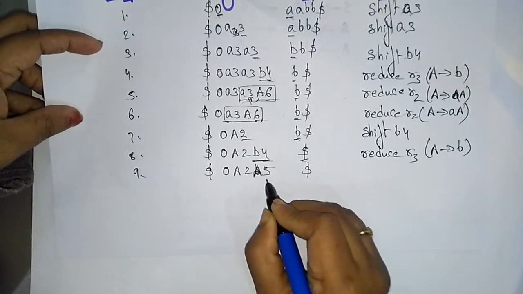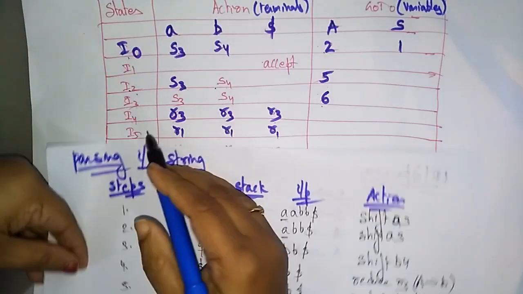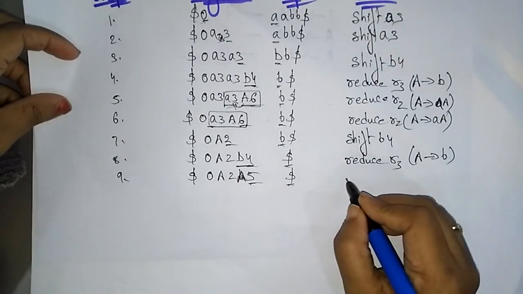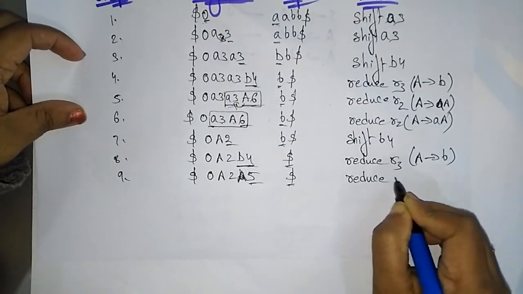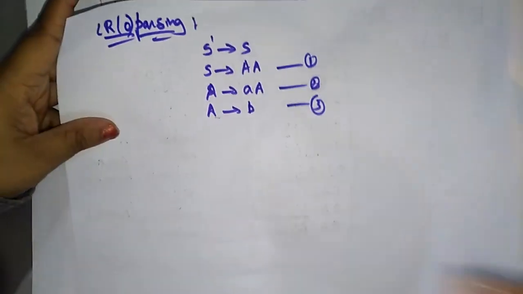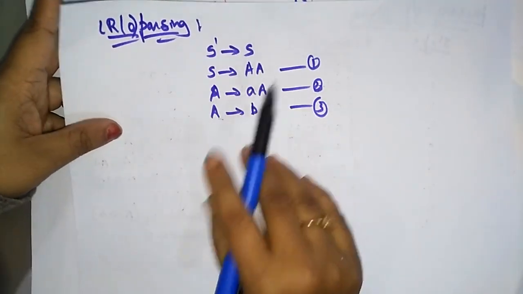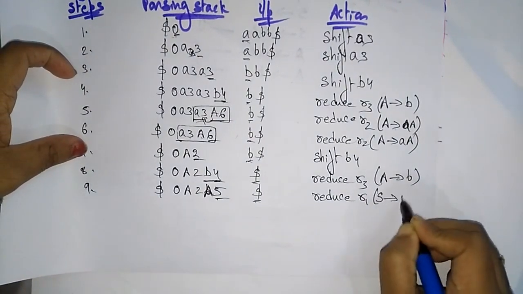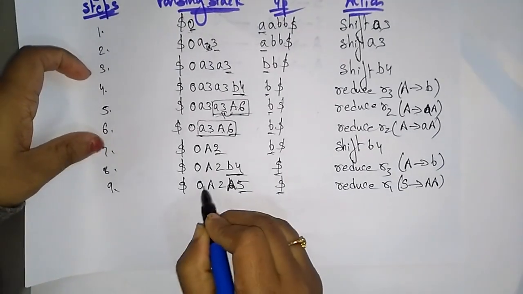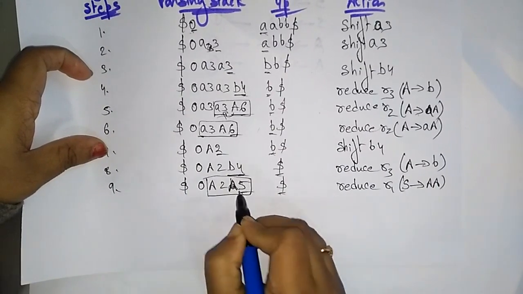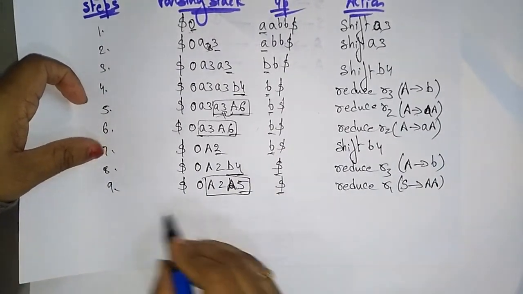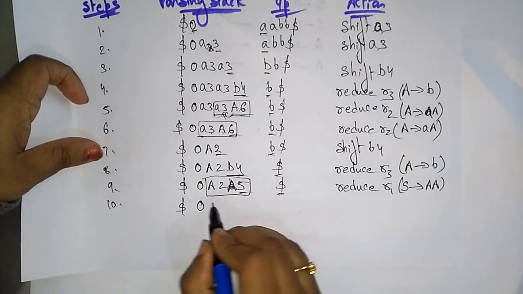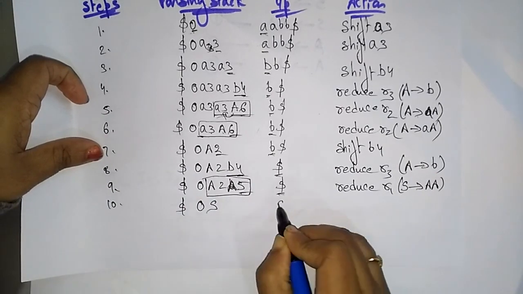So write 5. Now check 5 and dollar. So the 5 and dollar is R1. Reduce R1. What is the production of R1? First production, S determines AA. So in place of AA, this is 1A and A2, A5. So just ignore the numbers and write S in place of A2, A5, dollar.